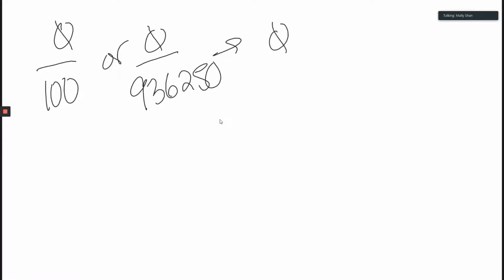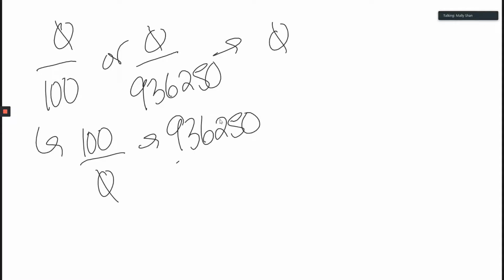So in this case, you can divide 0 by another number. But what you can't do, which someone already pointed out, is divide 100 by 0. You can't divide 936,250 by 0. The reason this doesn't make sense is that if you have 100 things, for example, but you have no one to give them to, there's no way you can actually divide the number.